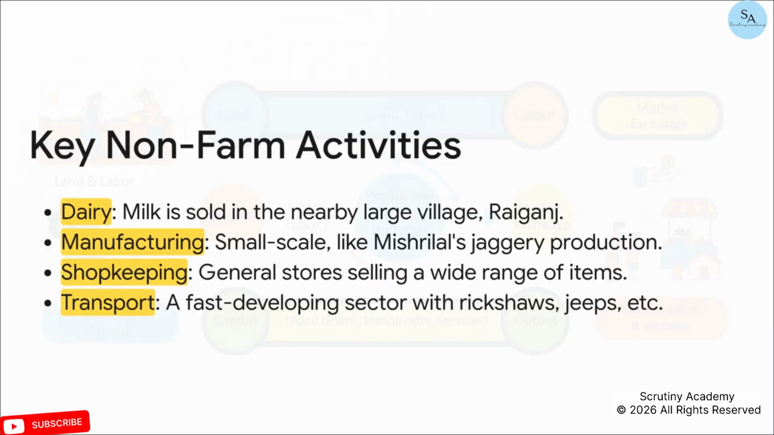So what are these other jobs? Well, you've got dairy, basically selling milk. Then there's small-scale manufacturing. A great example is Mishralal, who uses a machine to make jaggery from sugarcane. Of course, you have shopkeeping, the little general stores that sell everything. And finally, there's transport, which is really starting to take off with better roads. They might be small-scale, but these jobs are a super important part of the village economy.